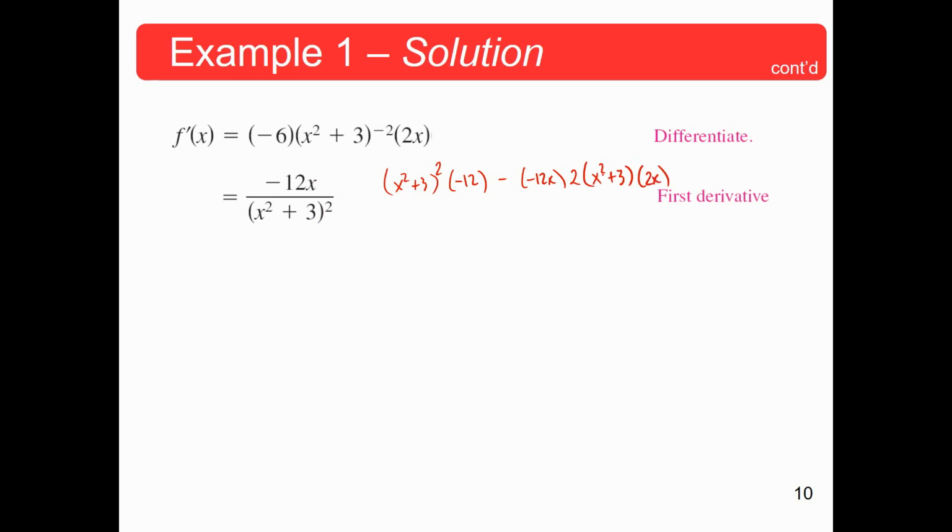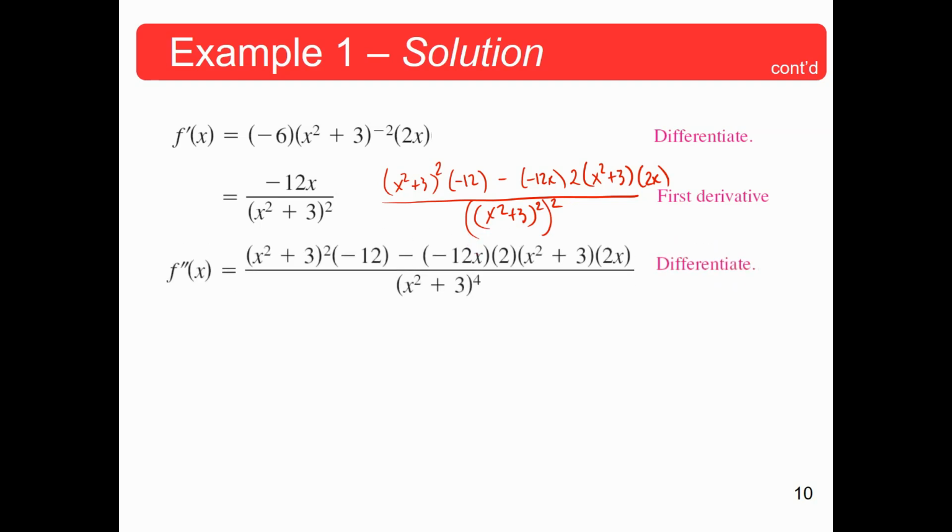Chain rule, we got to bring the 2 out front, decrease by 1, and then take the derivative of that, all over x squared plus 3 squared squared, right? Don't forget to do the squared squared. So what does that give us? Something that looks like this. Excuse me. So we simplify this down.